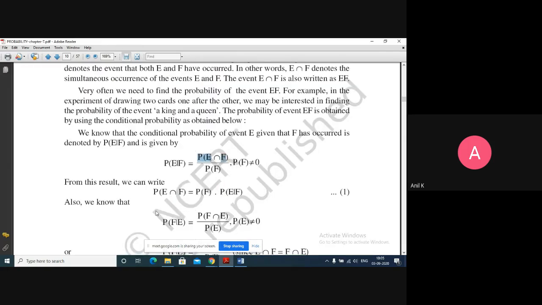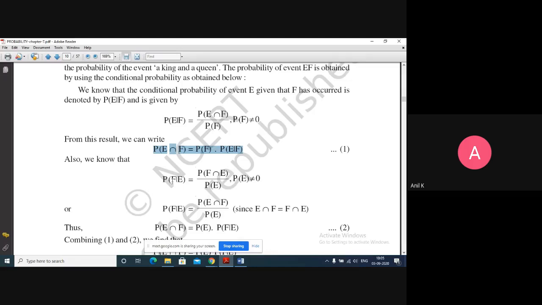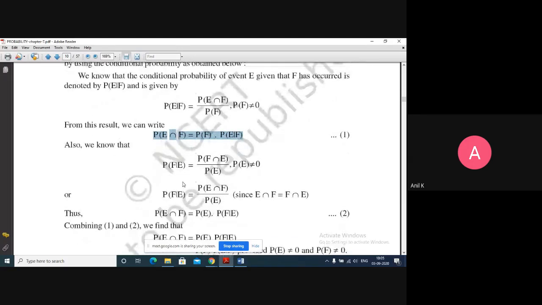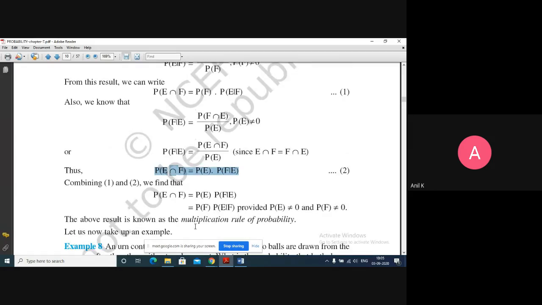The same formula we can write keeping P of E intersection F on the right hand side. Just forward P of F to the left hand side. So it will be the new formula: P of E intersection F is equal to P of F into P of E slash F. Or if I take F slash E, that is also the same formula: P of E intersection F equals P of E into P of F slash E. This we call the multiplication rule of probability.